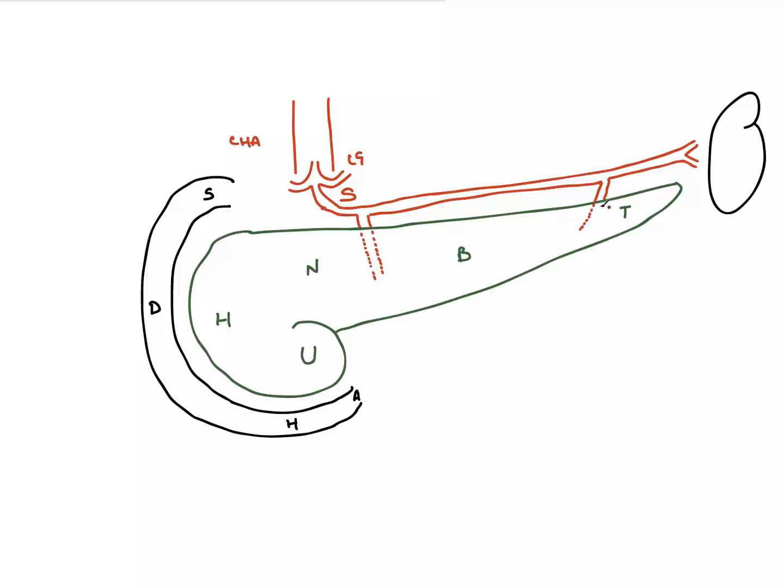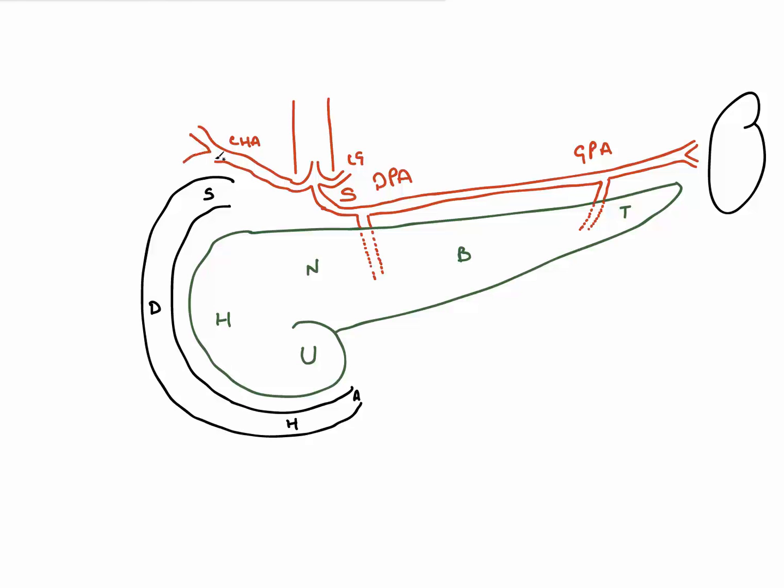Now I won't draw in all of their individual branches, but these two arteries are going to supply the body and the tail of the pancreas, and they may well join and give off various branches. So coming off the splenic, we've got the dorsal pancreatic artery and we've got the greater pancreatic artery. So now let's turn to the common hepatic artery. The common hepatic artery extends up towards the liver, and as it passes towards the liver, it bifurcates into two.